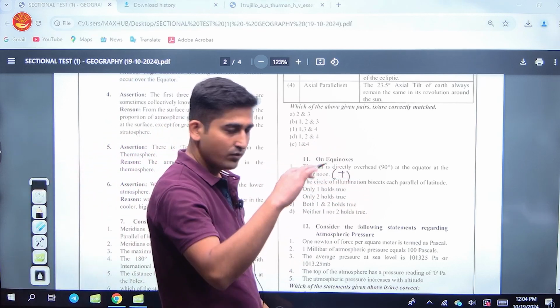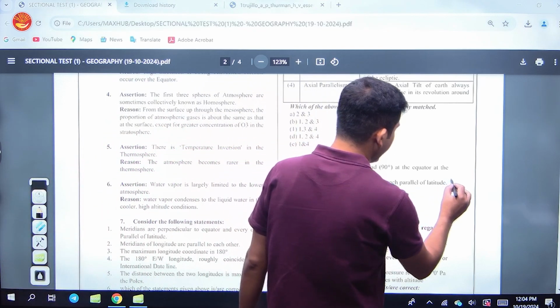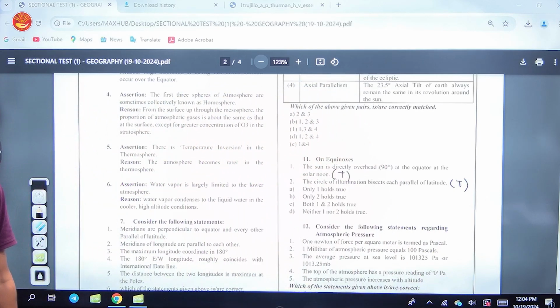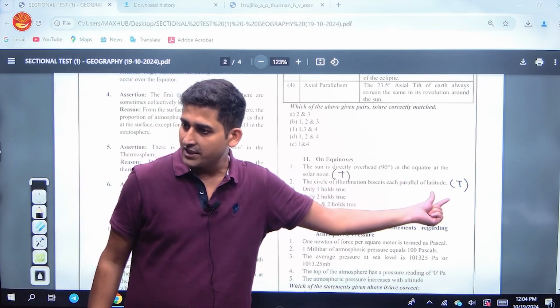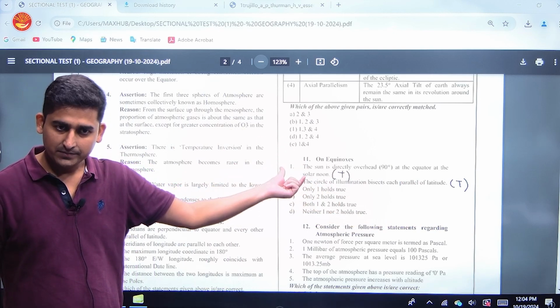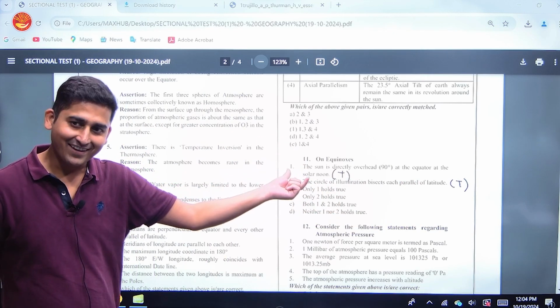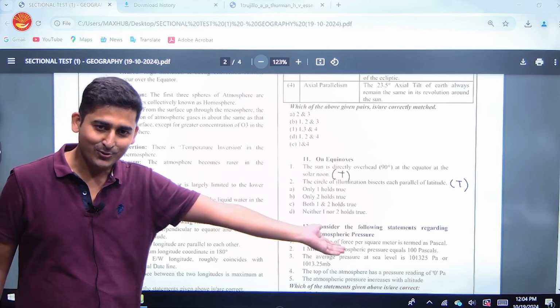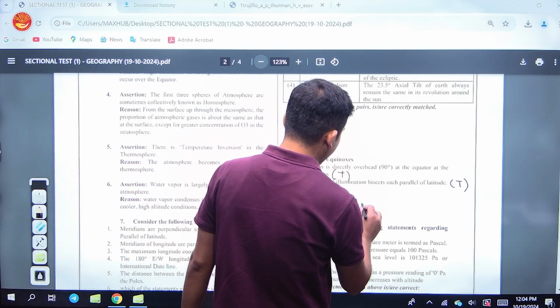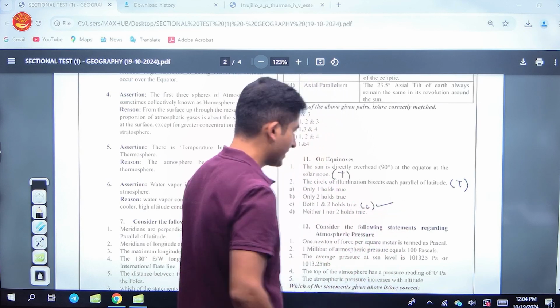90 degrees. ठीक है, the circle of illumination bisects each parallel of latitude. Yes, this is again true, because on equinoxes each latitude experiences equal day and equal duration of day and night. Yes, so that circle of illumination bisects each parallel of latitude. Okay, अब सर्कल ऑफ इल्यूमिनेशन यूज करना आ गया, वहां से उठा के इधर डाला ना इसको. ठीक है, सो यस, बोथ आर ट्रू एंड सी इज द करेक्ट फिट.